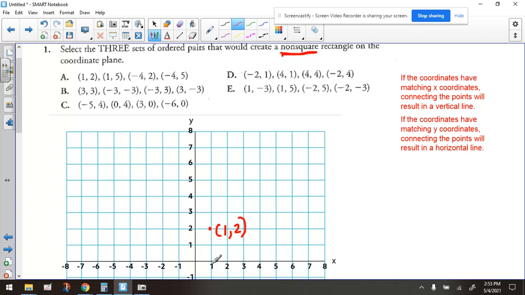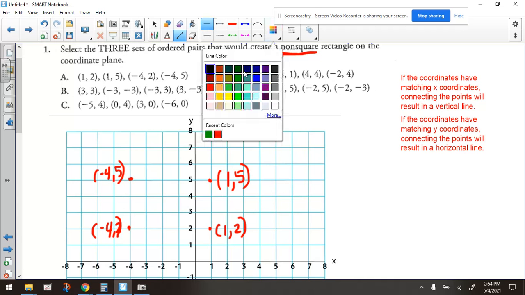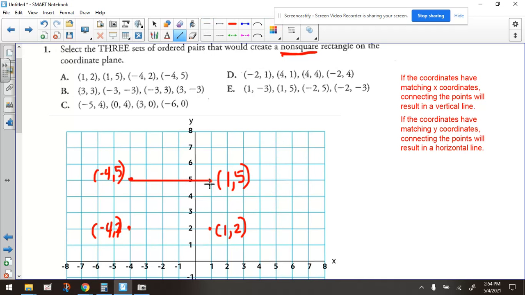And then if I plot this, if I go over 1 and up 5, and I go left 4 up 2, so that's going to be right here. And go left 4 up 5, that's going to be right here. And I'm putting these coordinates down just so that I can make a point in just a second. All right, and now let's connect the points. And I think I'm going to use red to connect the points because we're probably going to be drawing a few rectangles on here.